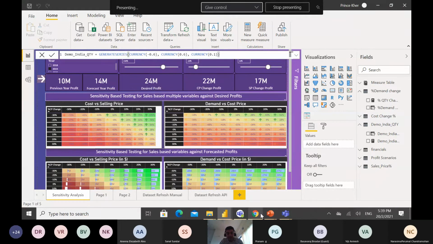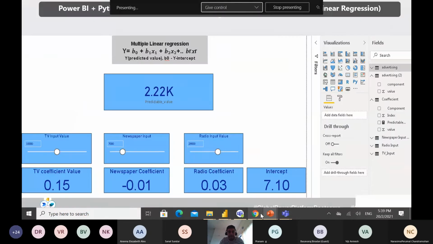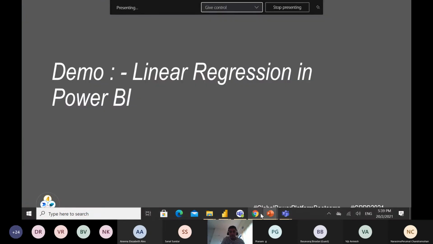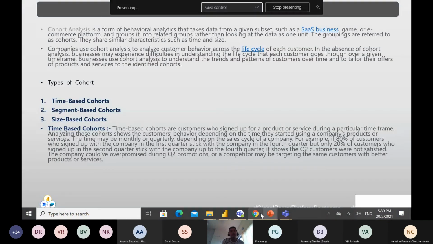Now let's get back to the presentation. Yeah, so we did cover this one. Now, the next analysis is the cohort analysis. What is a cohort? Cohort is like forming segments of data within your data sets and not seeing your data set as one. You can form different cohorts on the basis of different characteristics of the data, like time based, or segment or size based.